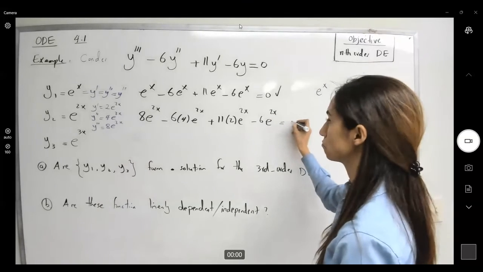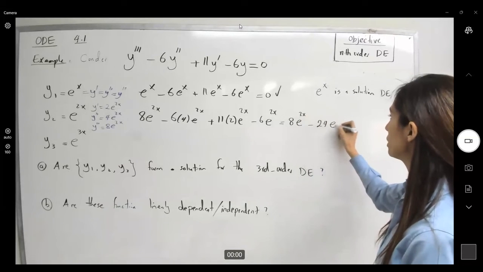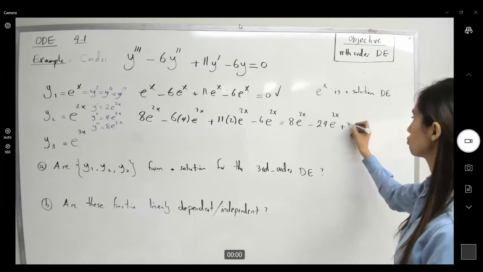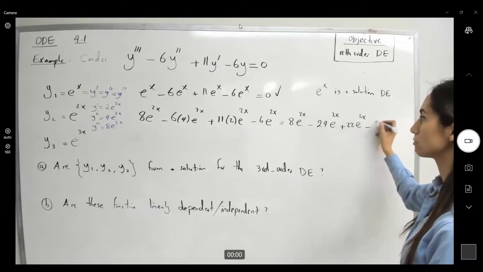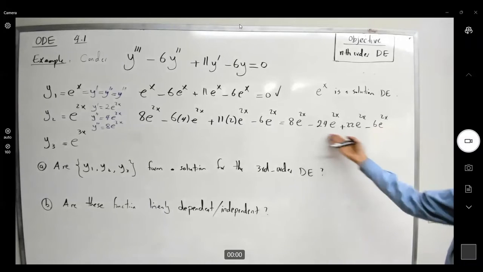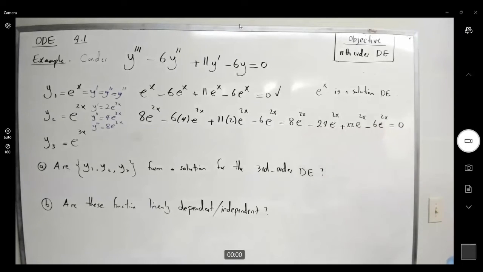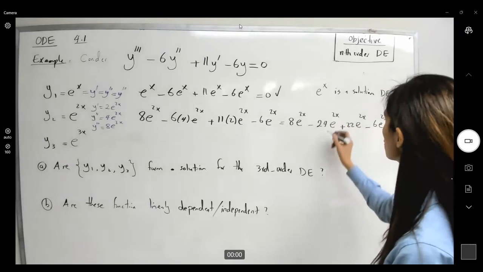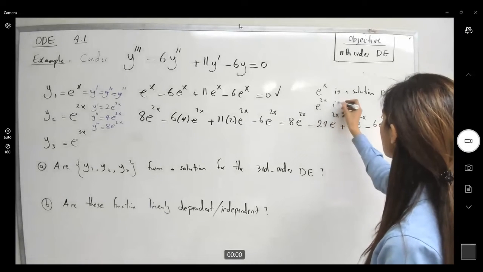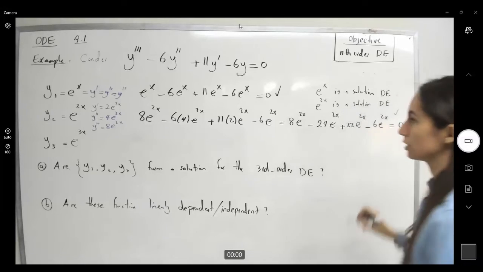Here we get 8 e to 2x minus 24 e to 2x plus 22 e to 2x minus 6 e to 2x. Well, here you have negative 8 plus 8, which is just 0. Left-hand side and right-hand side are equal to each other. So this one is also a solution. E to 2x is a solution of the differential equation.